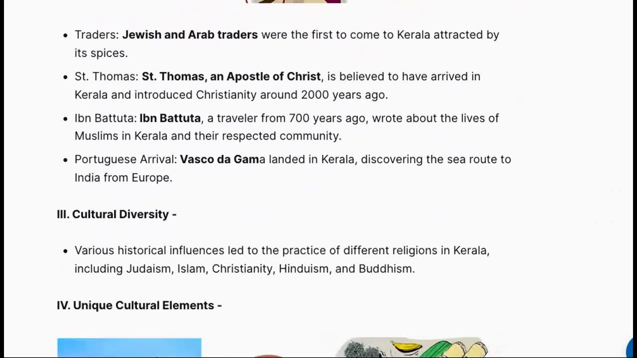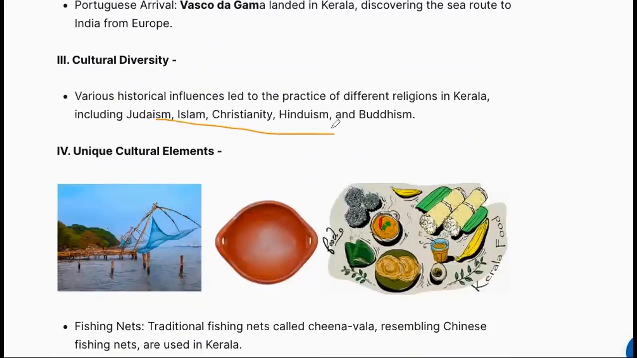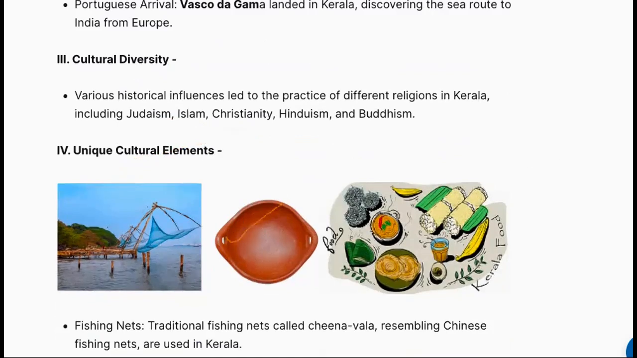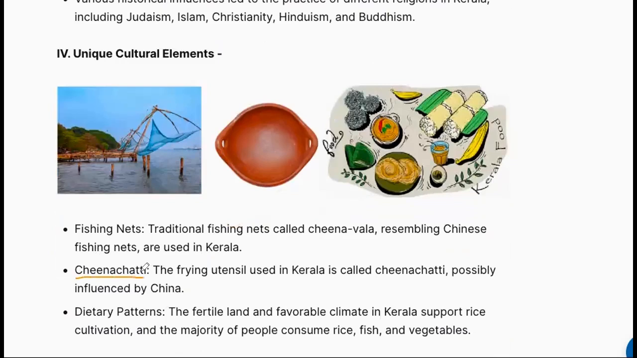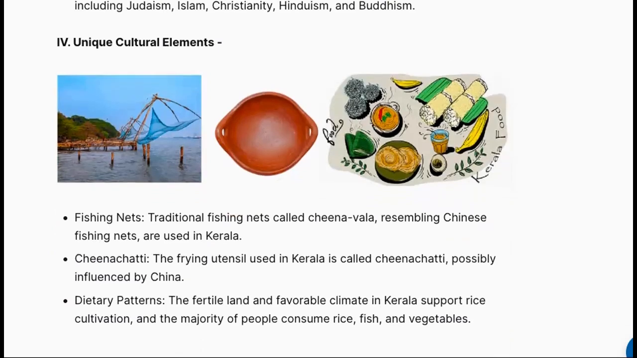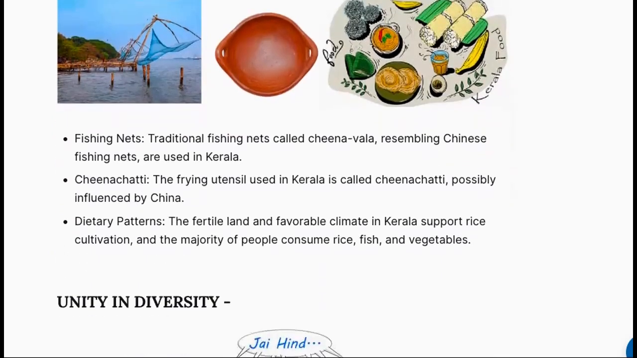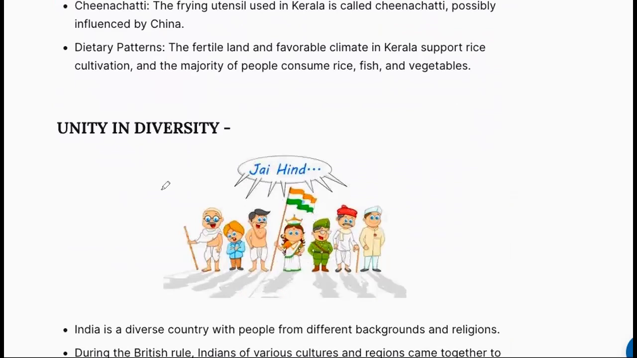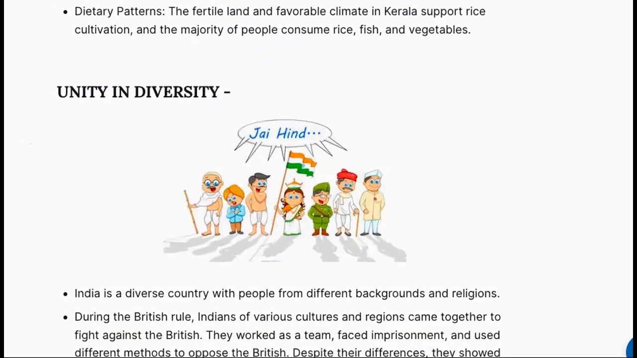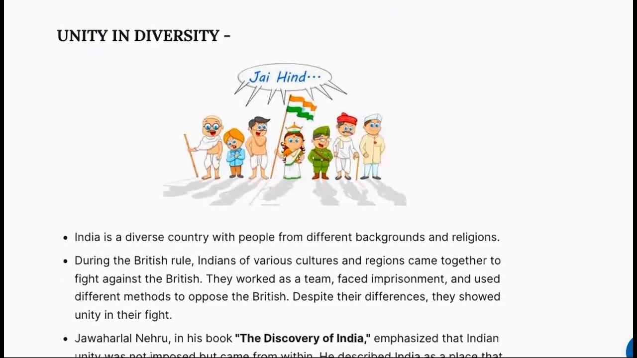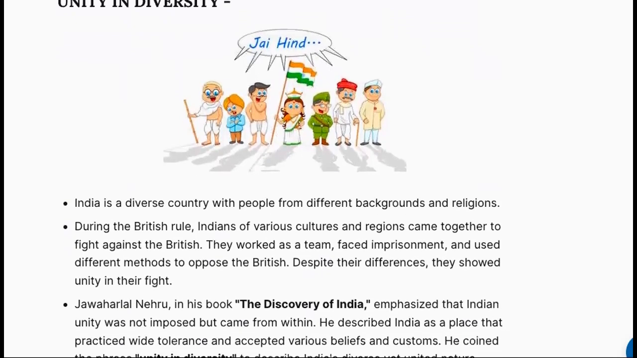It has cultural diversity, as people here practice Islam, Christianity, Hinduism, and Buddhism. It has unique cultural elements as well, like this particular frying pan, which is called chinachati. Now we have seen these two case studies, and we have understood how they are diverse in terms of location, food, culture, etc. But the question here is, can they be united as well despite having diversity? The answer is yes, they are united, and they had been united in the past also.